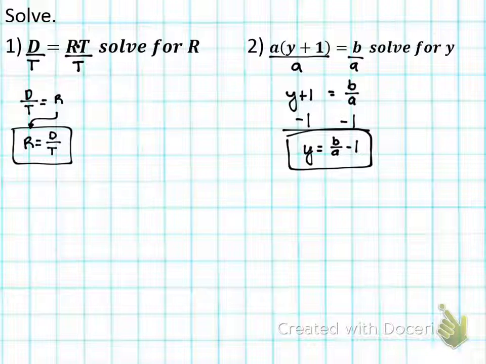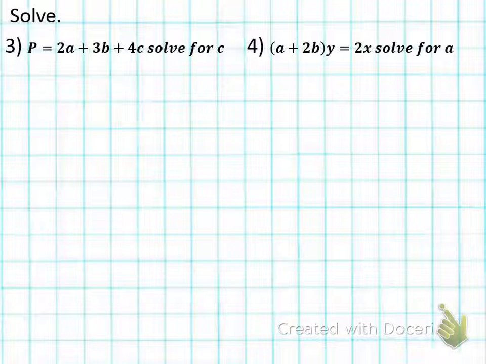Okay, continuing on, number 3. It says P is equal to 2a plus 3b plus 4c. Write this problem down and turn to your neighbor and tell them what side of the equation c is on. That's what we're focusing on. Left or right side? Go.